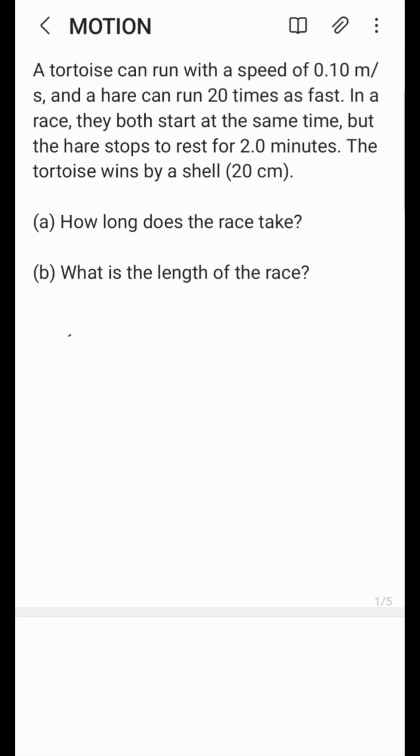Okay, so here we know there are two creatures that we are looking at, right? The tortoise and the hare. So how long does the race take? The race was supposed to be run to the finish line, and the tortoise reached the finish line because it is the one that actually won.